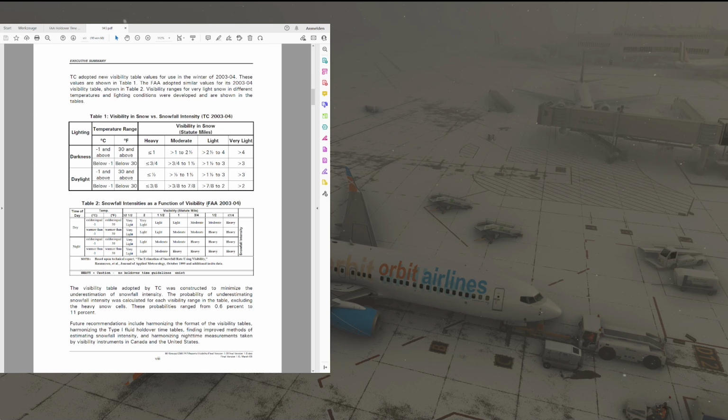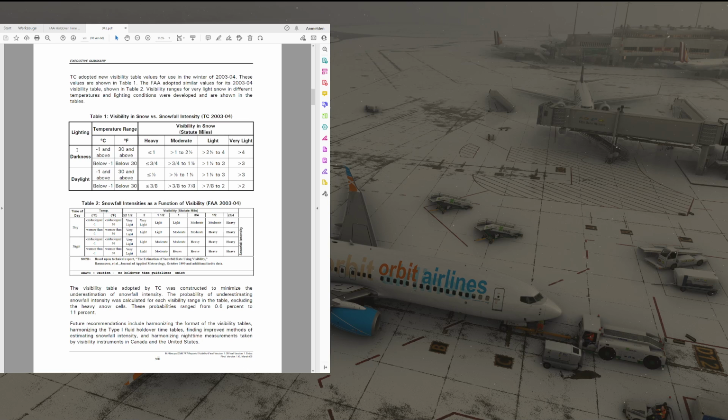And we can get that with the table of the FAA or the table of the TC, whichever you prefer. Personally, let's go for the TC table up here, but the very same thing would apply to the FAA tables. Now, how do we determine which snowfall intensity we have? Basically, we need the temperature range, and if it's daylight or darkness, and then we need our visibility in statute miles. That is of course drawn up by the Americans, so we get lovely numbers in statute miles over here, but the statute mile equals approximately 1,600 meters, so we can determine it from there.